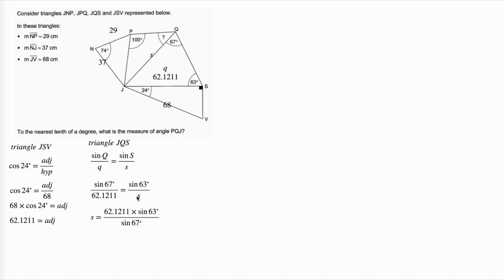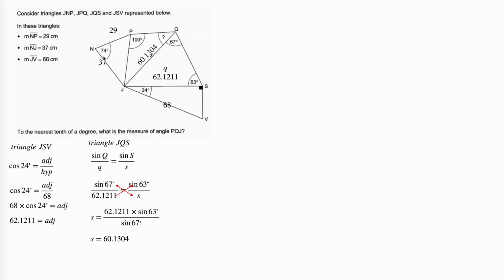Cross multiply, switch the S and the sine of 67, and then I'm going to cross multiply the 62.1211 up here. It's going to multiply the sine of 63. We have side S is 62.1211 times the sine of 63 degrees divided by the sine of 67 degrees, which gives us 60.1304 centimeters.